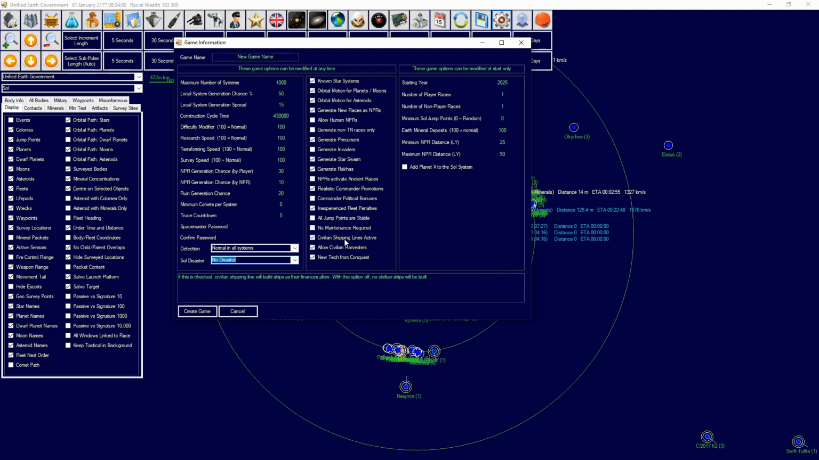Civilian shipping lines: you can turn civilians off if you do not want civilians. Civilian harvesters: if you don't want civilian harvesters, you can turn civilian harvesters off. New tech from Conquest means that every time you conquer another civilization, you will gain new technology from that civilization.